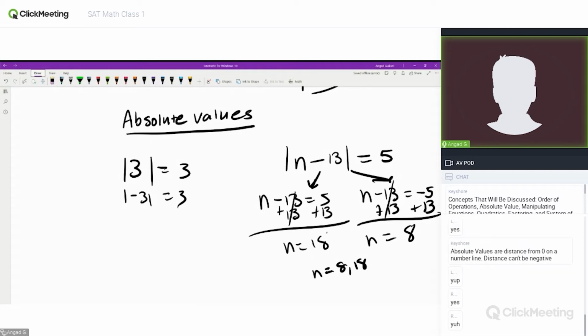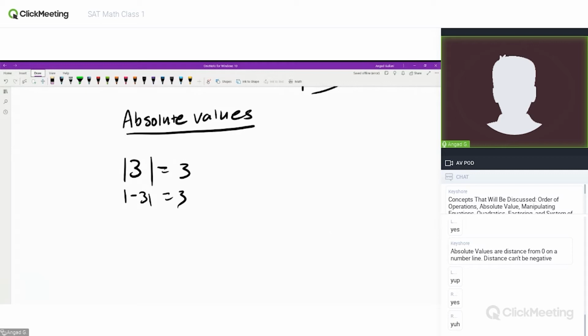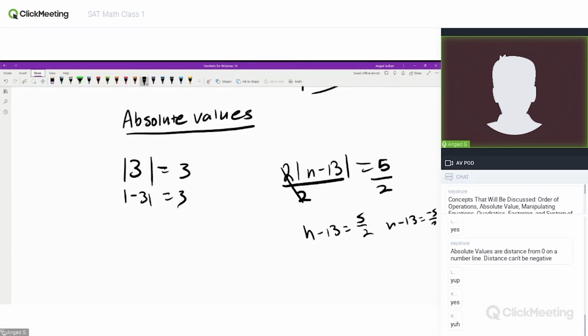All right. So even if we have numbers on the outside, like let's say we have 2 times the absolute value of n minus 13 is equal to 5. Remember, what we have to do is divide this by 2 first before we set it equal to 5 and -5. So this would be n minus 13 is equal to 5 over 2, and n minus 13 is equal to -5 over 2. Just want you guys to make sure you know that, all right?